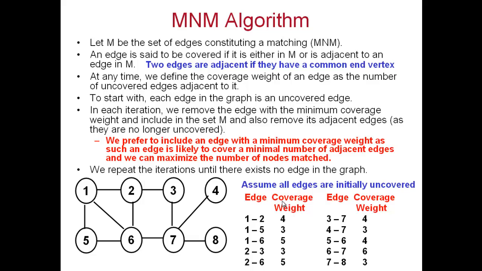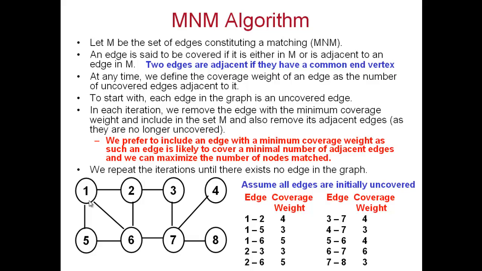Okay, and the coverage weight of an edge is nothing but the number of edges adjacent to that edge in the graph. So what I mean by adjacent edge, so for example, for this edge 1 2, the adjacent edges are edges either connected to 1 or connected to 2. So the adjacent edges of 1 2 are going to be those connected with 1, say 1 5, 1 6, or those connected with 2, say 2 6 or 2 3. So these are the 4 edges that are adjacent to the edge 1 2.